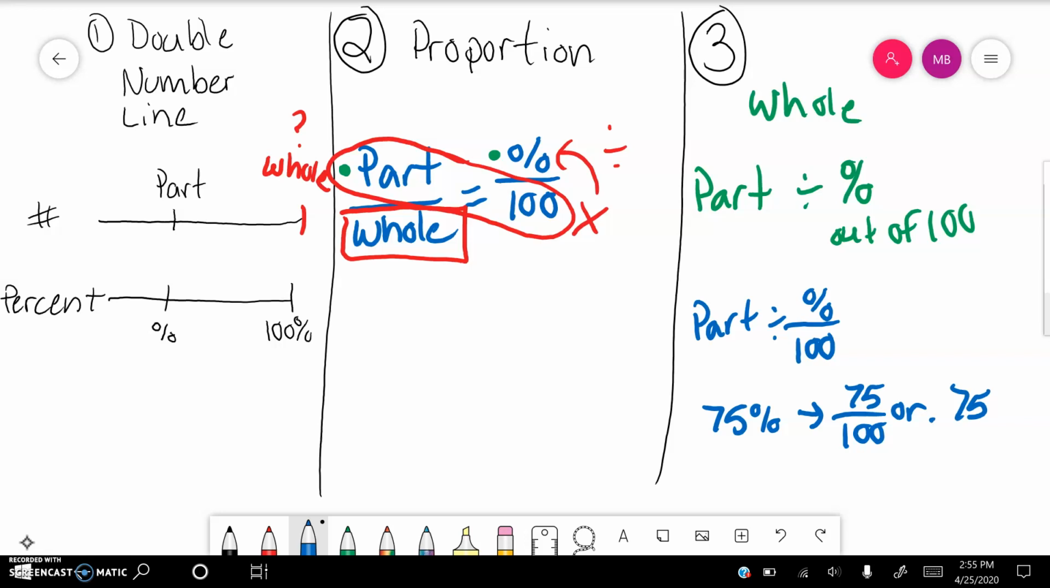So this is the same thing we did in the proportion, just a different order. Instead of multiplying the part by 100 and then dividing by the percent, we're doing the part divided by the percent over 100. So whichever strategy you like best, use that to solve our problem.